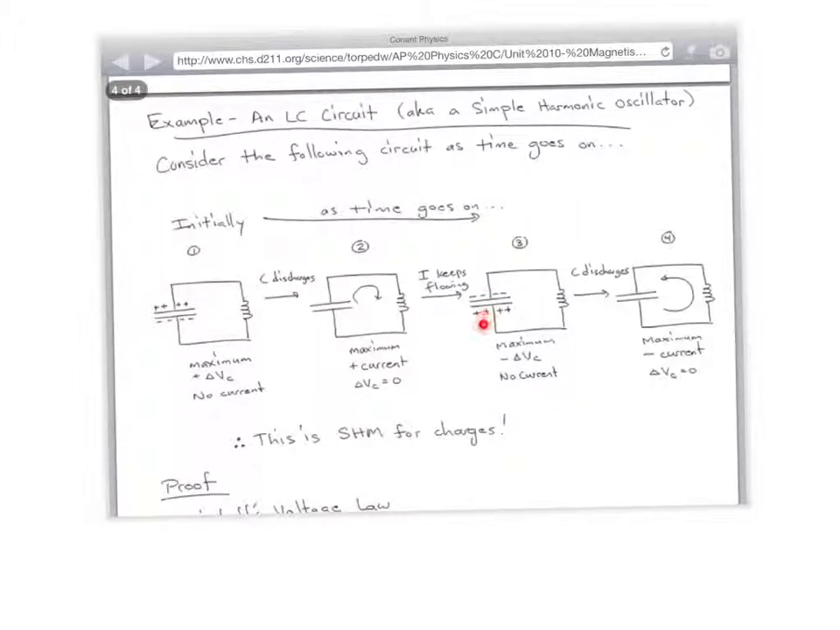So what's going to happen? It's going to do the whole process in reverse again, and then charge up the capacitor so you're at state 1 again. What is this called? This, now, it's called simple harmonic motion. It just goes back and forth and back and forth.